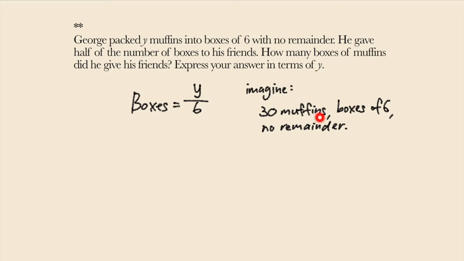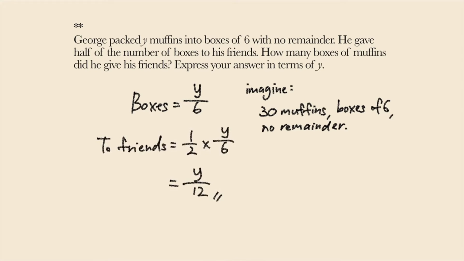Suppose I say I have 30 muffins. I'm gonna pack them into boxes of 6. How many boxes is that? 30 muffins, put them into boxes of 6. That will be 30 divided by 6. And we have no remaining muffins. Okay, we will do exactly the same thing. Take the number of muffins, Y muffins, divide them into boxes of 6. And this is the number of boxes.